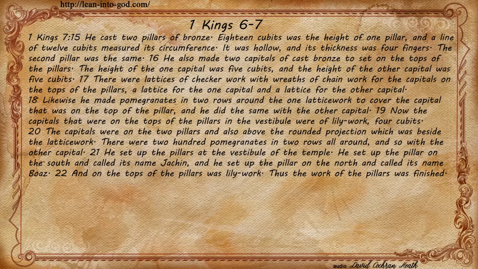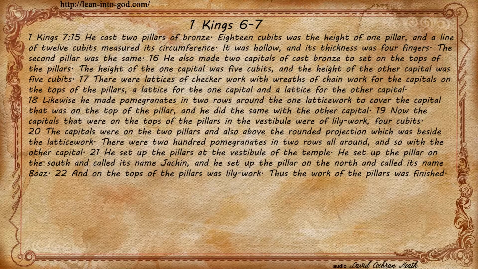There were lattices of checker work with wreaths of chain work for the capitals on the tops of the pillars, a lattice for the one capital, and a lattice for the other capital. Likewise he made pomegranates in 2 rows around the one lattice work to cover the capital that was on the top of the pillar, and he did the same with the other capital.